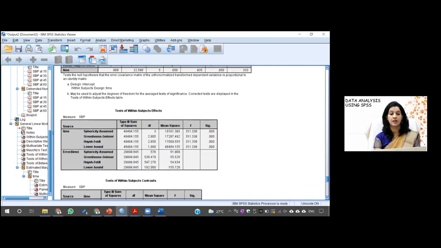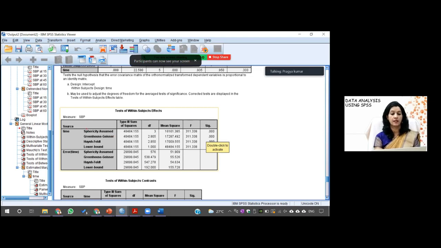You can see here there are two outputs, against 2 degrees of freedom. There is one here and the other here. The first is sphericity assumed. If the sphericity is assumed, then I'll take these two values to report my interpretation. If my p-value in Mauchly's test of sphericity had been more than 0.05, then I would have taken these two values to report my result.